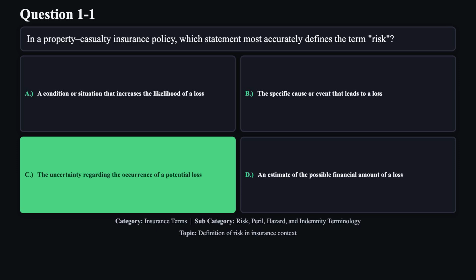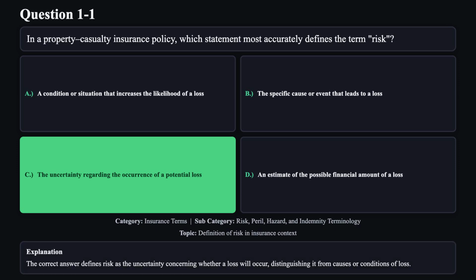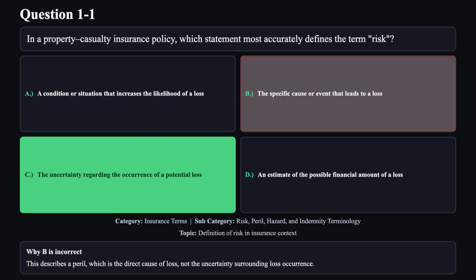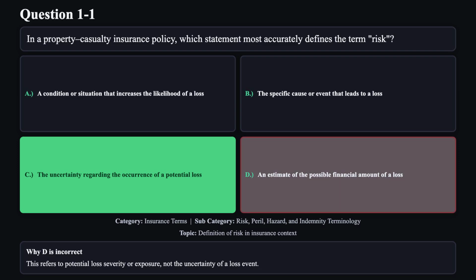The correct answer is C. The correct answer defines risk as the uncertainty concerning whether a loss will occur, distinguishing it from causes or conditions of loss. Reason A is not correct. This describes a hazard, which is a condition that increases loss likelihood, not the uncertainty itself. Reason B is not correct. This describes a peril, which is the direct cause of loss, not the uncertainty surrounding loss occurrence. Reason D is not correct. This refers to potential loss severity or exposure, not the uncertainty of a loss event.